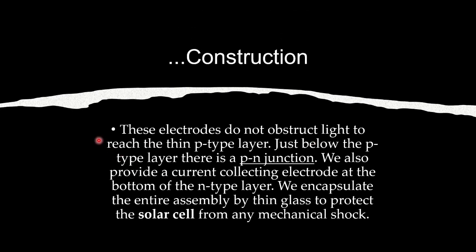These electrodes do not obstruct light from reaching the thin P layer. Just below the P-type layer, there is a PN junction. We also provide a current collecting electrode at the bottom of the N-type layer. We then encapsulate the entire assembly with thin glass to protect the solar cell from any kind of mechanical shock.